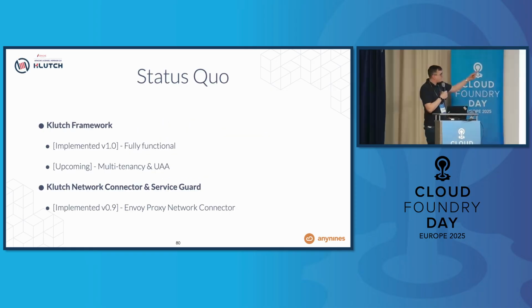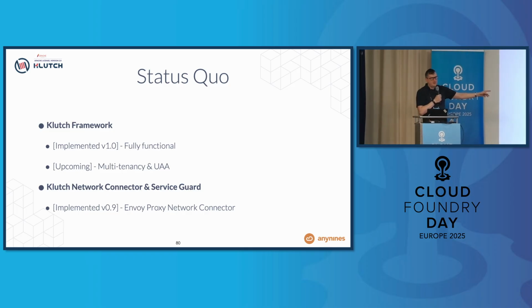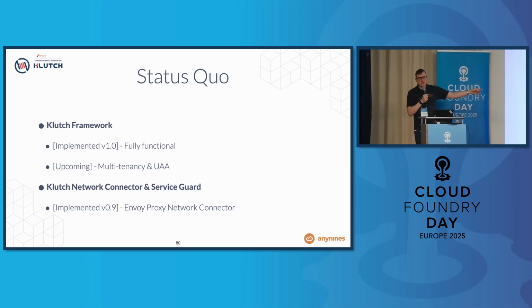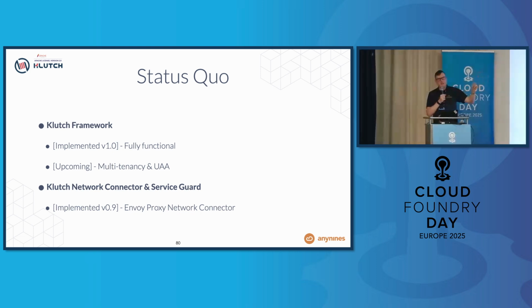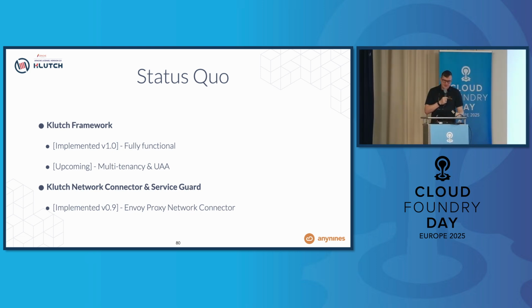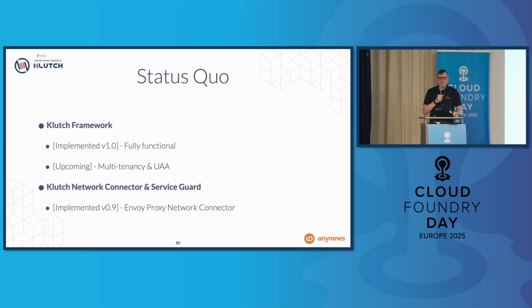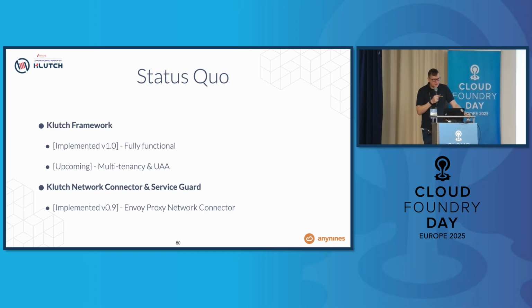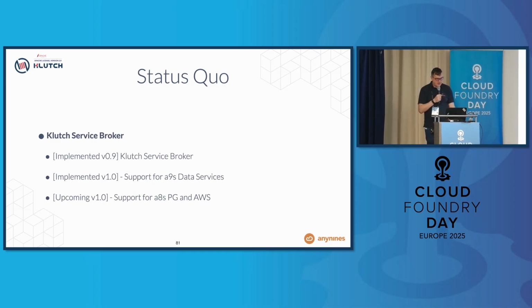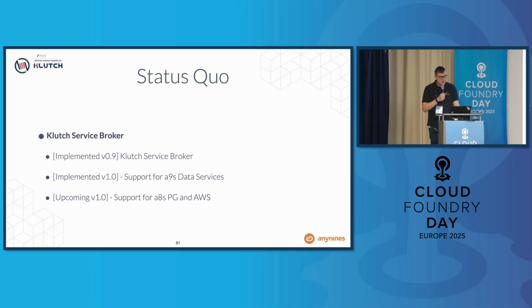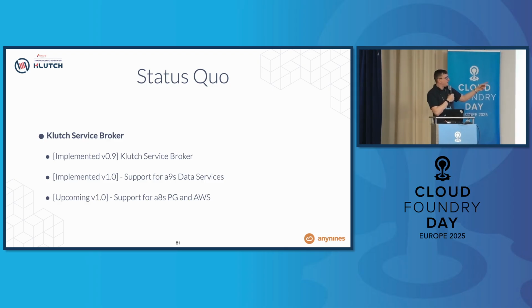First of all, the Klutch framework is fully functional. We have multi-tenancy on the list. We have the network connector, at least the first one, implemented based on Envoy proxy, because that one is infrastructure independent, connecting your application clusters to the service instances. But we believe in large AWS environments, you would look into VPC Lattice, for example, so there will be more implementations in the future. The Klutch Service Broker in the first version is available.